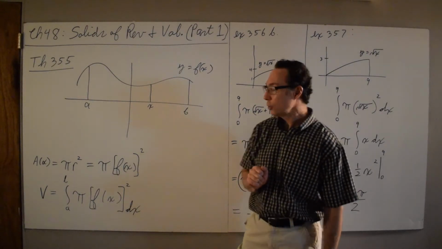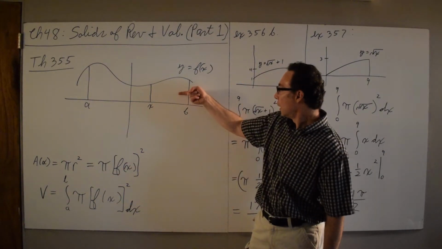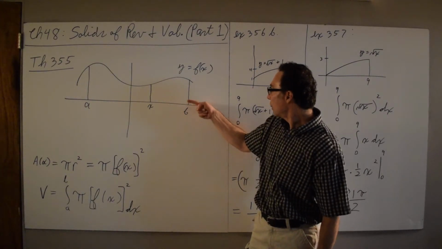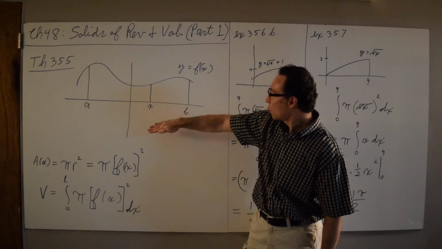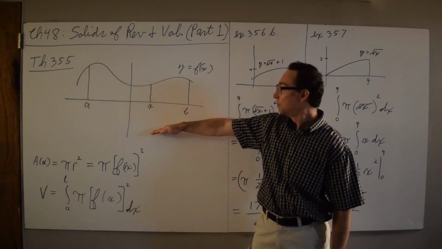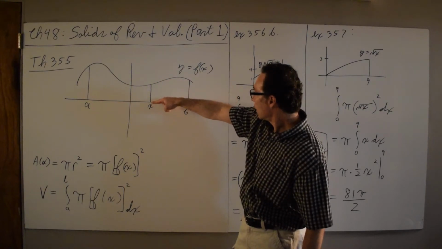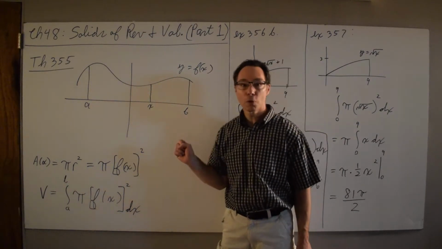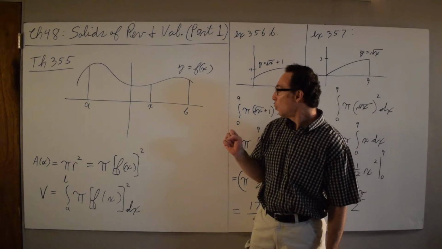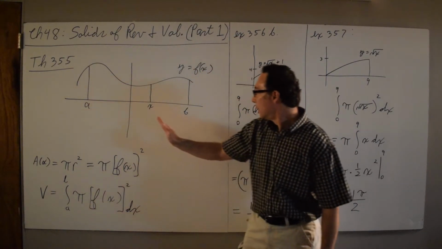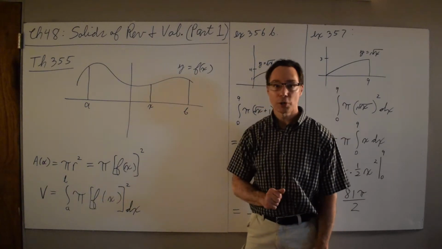But what we're doing in this chapter is we're taking this region and we're spinning it around the x-axis. Okay, so we're spinning this around the x-axis. It makes a three-dimensional solid. And we take a cross-section right here at x. What we learned in chapter 47 is if you want the volume of the solid, you integrate from a to b of the area function.